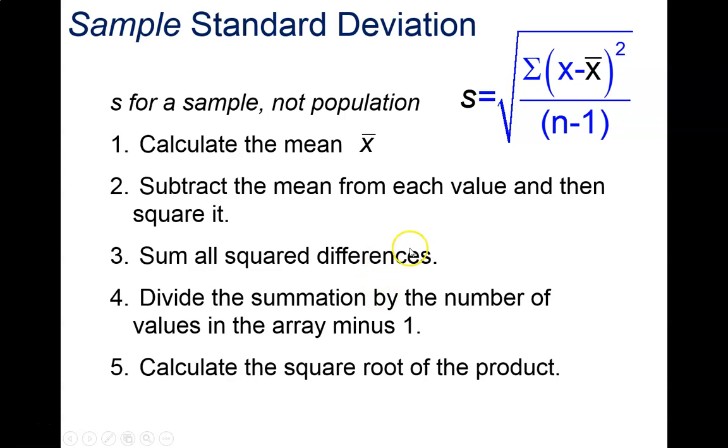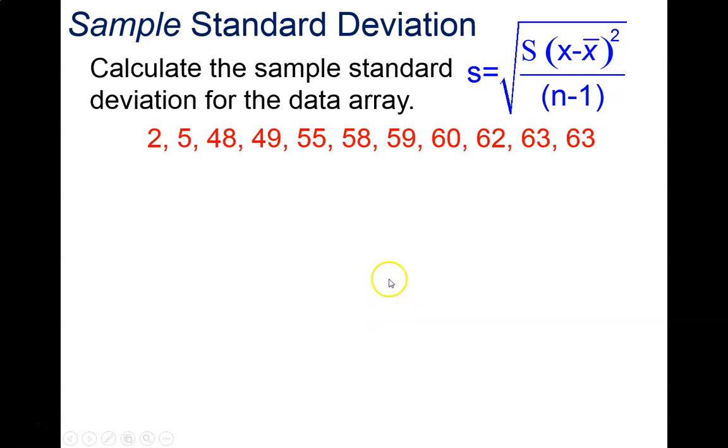Okay, so how you do that is you find the average, and you look at each number and subtract it from the average, and then you square that difference. Then you square all of those differences. You add all those squared differences, and then you divide by the number of values minus 1, and then you take the square root of that. So we'll go through that.